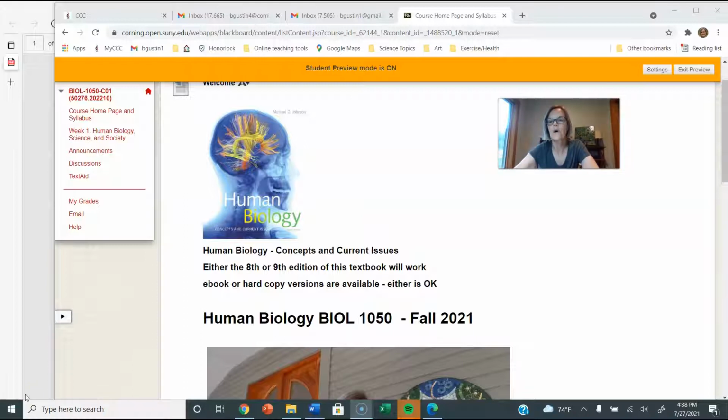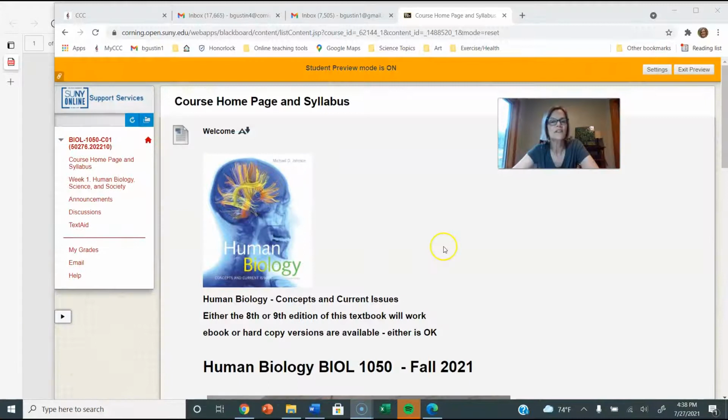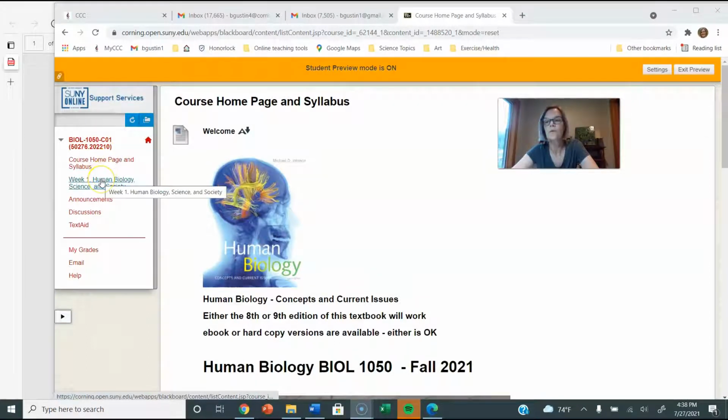And I'm just going to walk you through it since we're new at this. Notice over here, we came in on our course homepage and syllabus page, and under there you'll see week 1. As the semester goes on, that will be populated, and you'll start seeing week 2, week 3, week 4, and we'll walk you through the semester there.